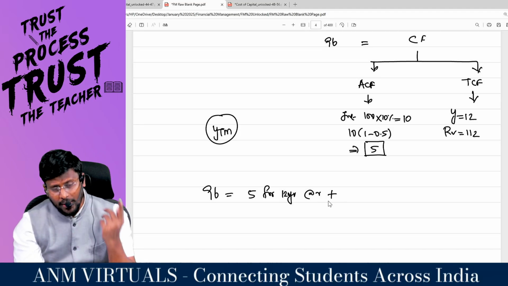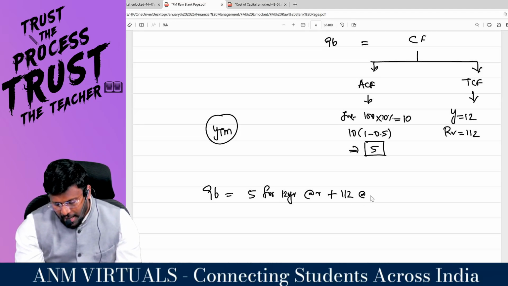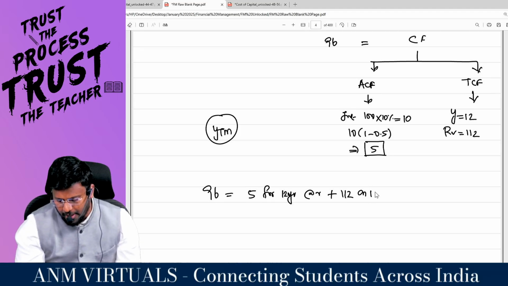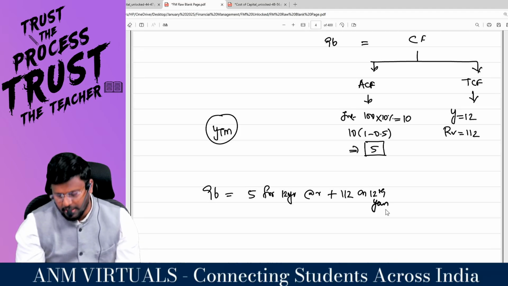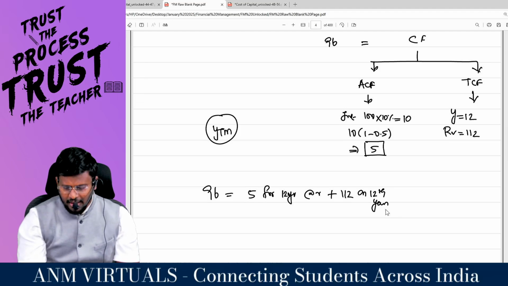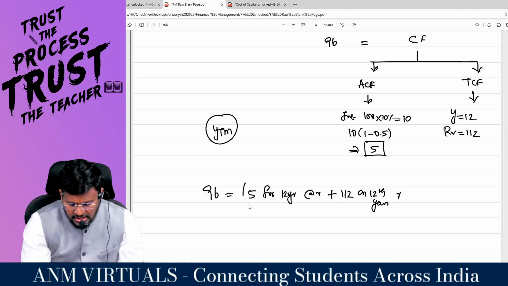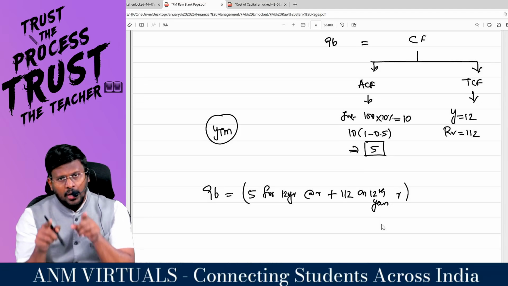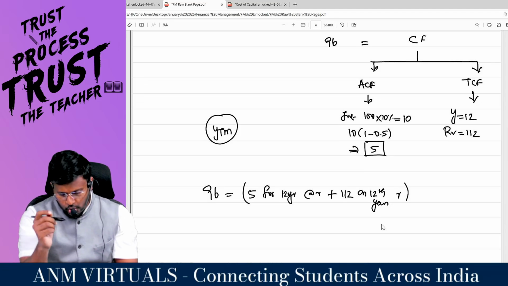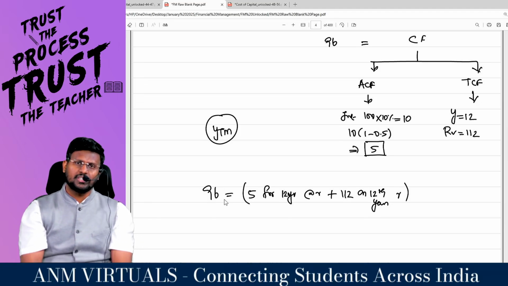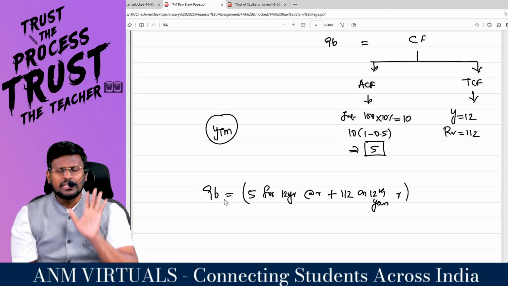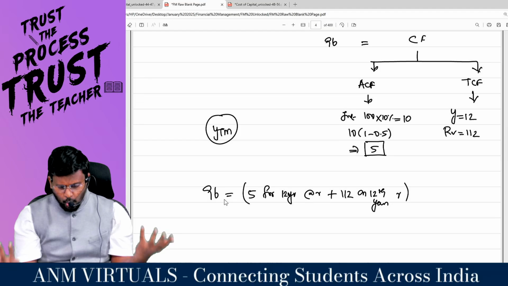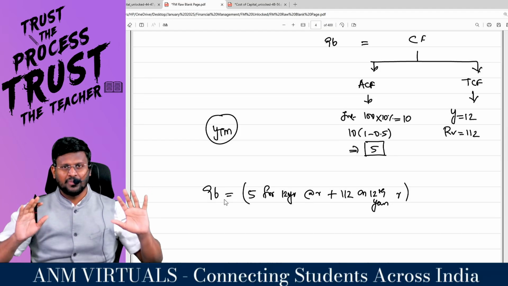Plus, you will be getting 112 on the 12th year, because on the 12th year only redemption is happening. Are you all really with me? At some rate, you have to discount. So if you discount this cash flow with that rate, you should exactly get 96 rupees, because at the IRR, discounted cash inflow will be equal to discounted cash outflow. Only God knows at what rate this will be the same.